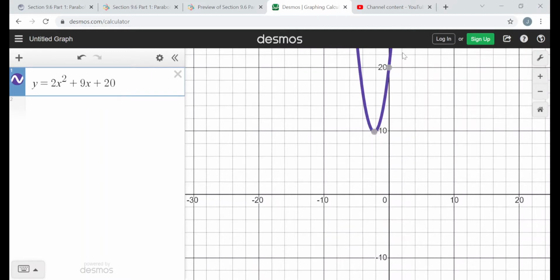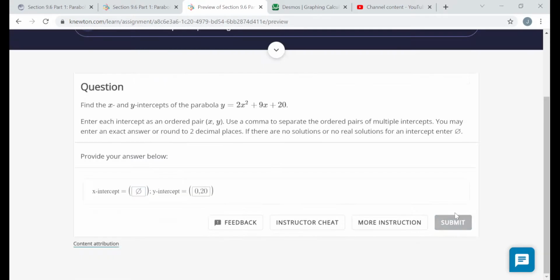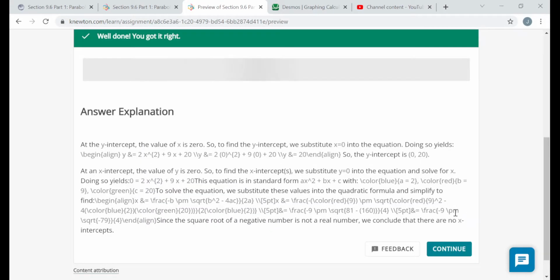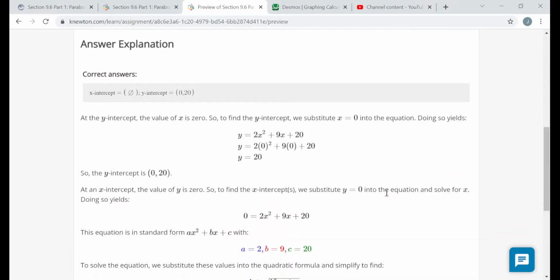It's opening up. Remember the lead coefficient was positive, the quadratic coefficient was positive too, so it should be opening up. And look, it's all above the x-axis. There's no point on the graph of the parabola that will hit the x-axis, so therefore no x-intercepts. And you see the y-intercept of 0, 20 is on it. We already saw that. Great. So let me submit this answer here, and it should be good. And please once again read through the answer explanations.